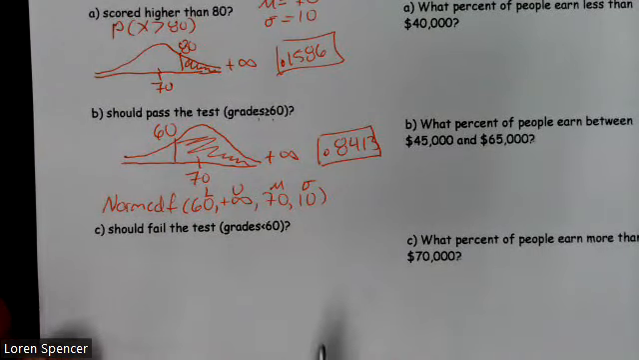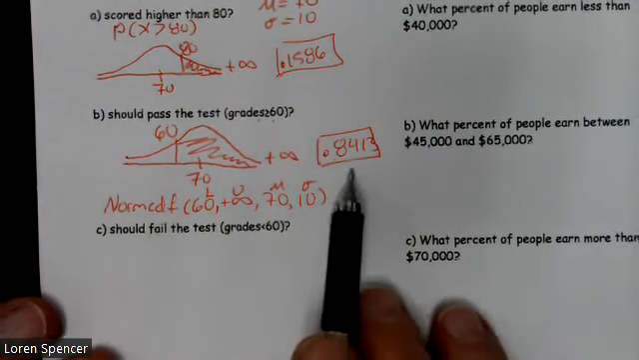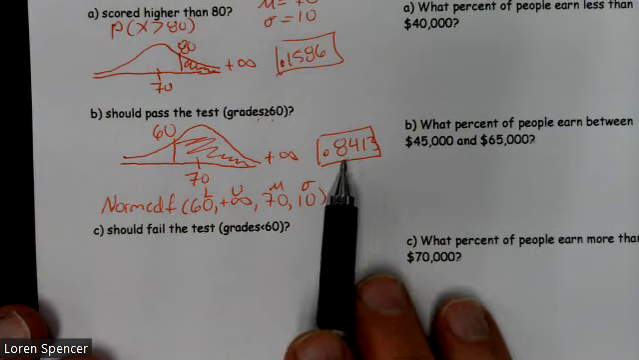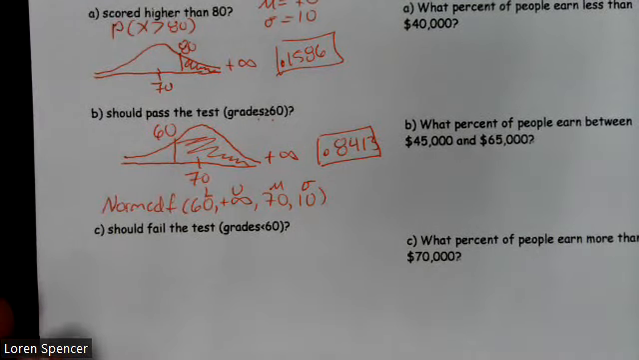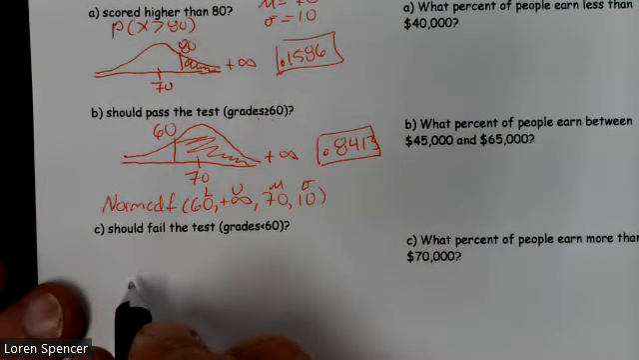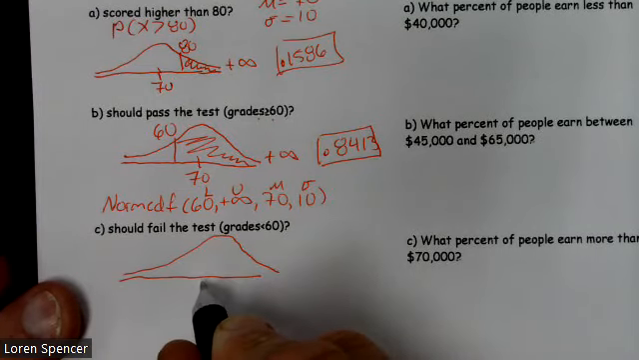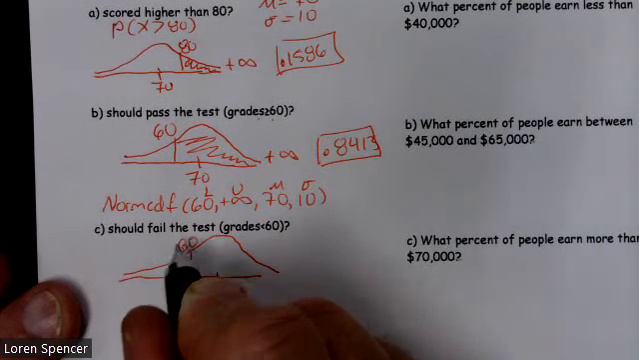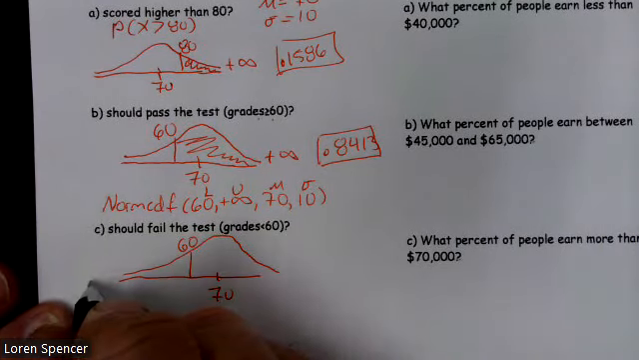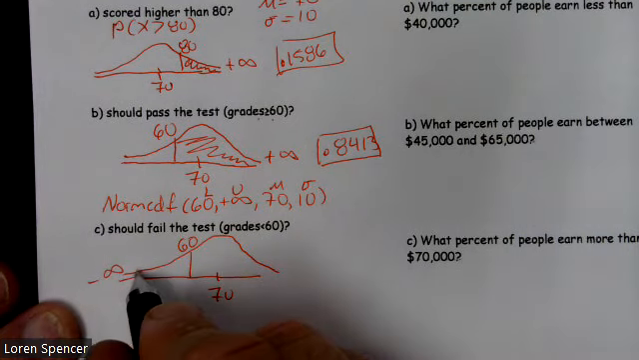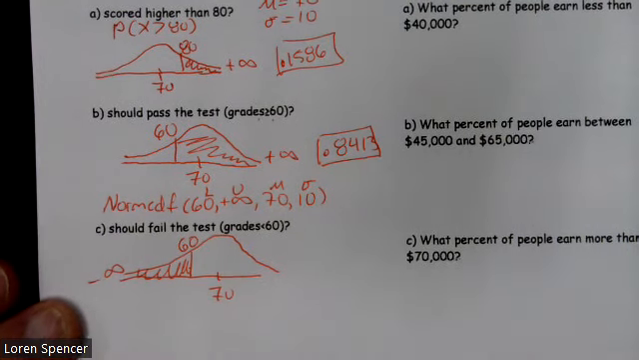And we want to know the probability that they'd fail. Should be less than 60. Well, I should be able to subtract that, and I'm going to be 16%, 15 point something or other. So let's see what happens. So our mean is still 70. The upper bound of our shading is 60, but anything lower than a 60 fails. So we're going to shade to negative infinity.